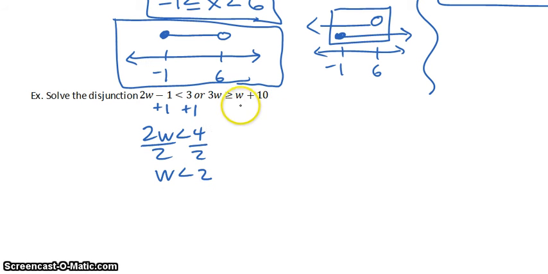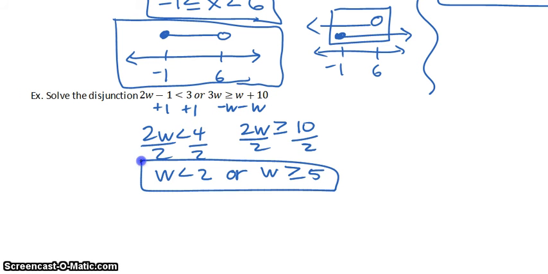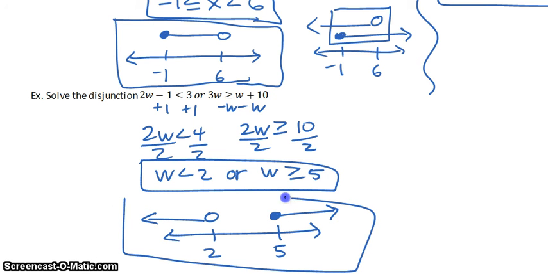This one, I'm going to subtract w. So I get 2w is greater than or equal to 10, divide by 2. So w is greater than or equal to 5. And remember, put or in your answer. Okay, so graph it. w is less than 2, and then 5, closed circle to the right, and there we have it. It's either way. Sorry for the long video notes, but it's important.